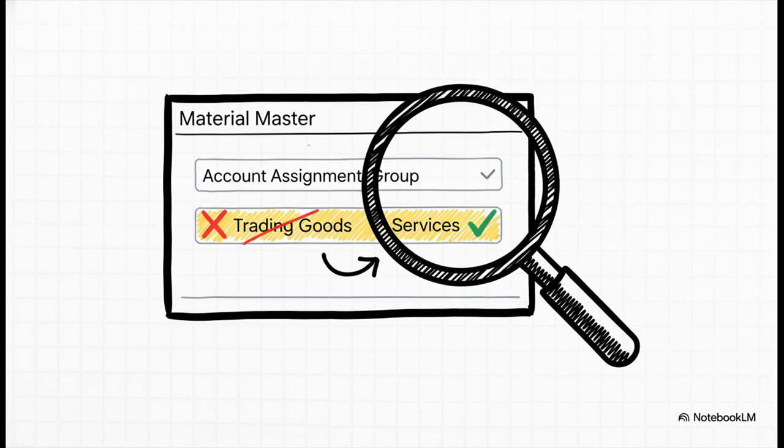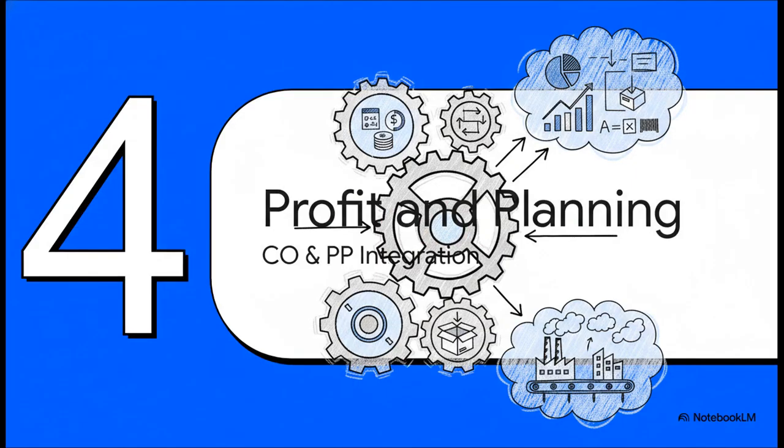And that, right there, is the power of knowing these integration points. So we've got inventory and we've got finance covered. But the SD engine doesn't stop there. It also has to talk to your internal teams for planning and profitability. So now let's check out the connections to controlling, that's CO, and production planning, or PP.